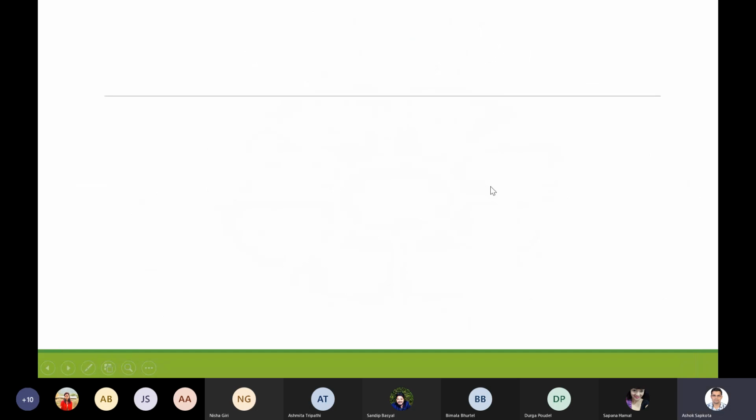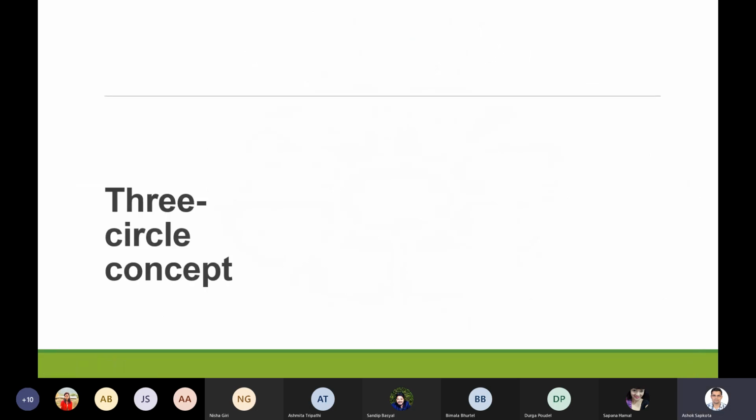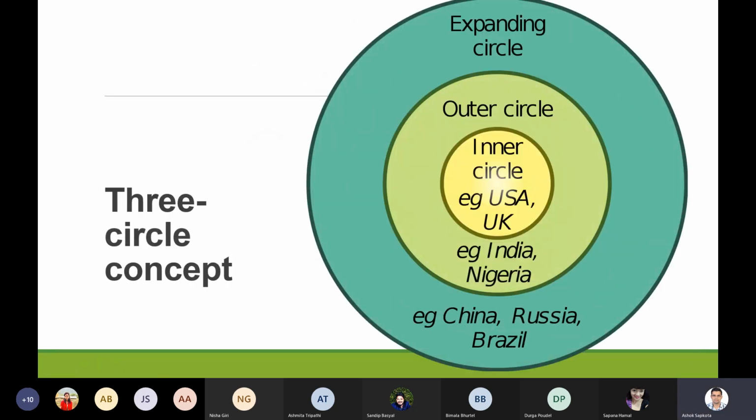Right. Now, here we go with the three circle concept. Look at this three circle. What can you see or identify from this three circle? Inner circle, outer circle, and expanding circle. Can anyone put some of their thoughts?